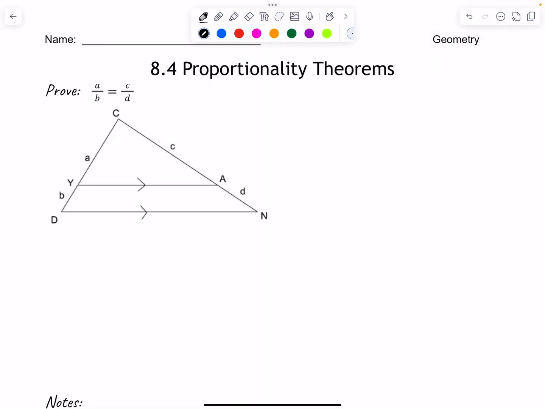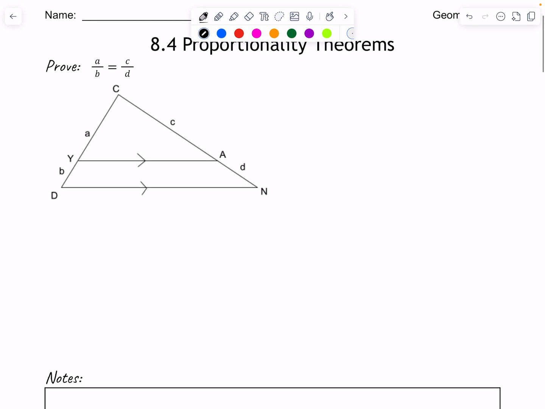In this video, I'm going to go over some proportionality theorems, really just one, and then we'll do the converse of that proportionality theorem. First we're going to use our work with similar triangles from the last couple of lessons to prove that A over B is the same as C over D.